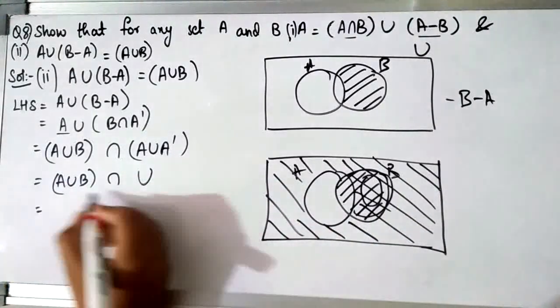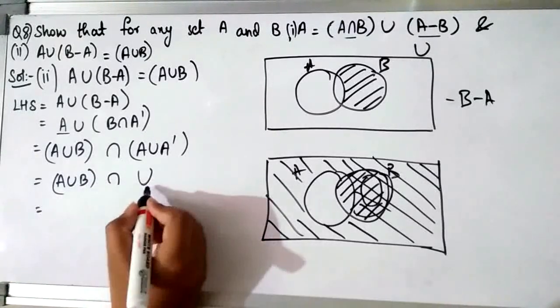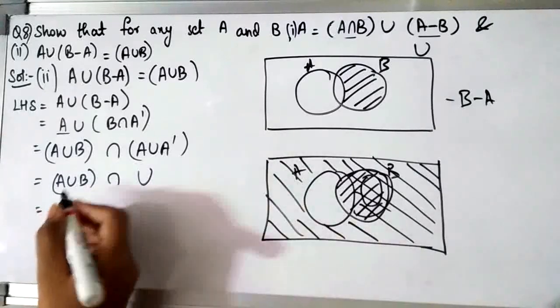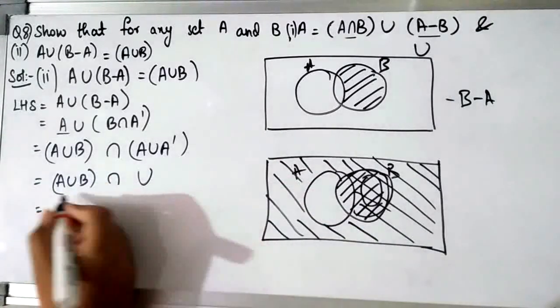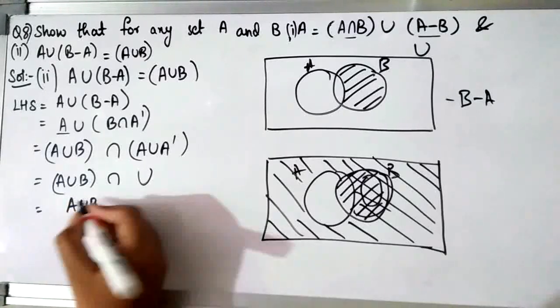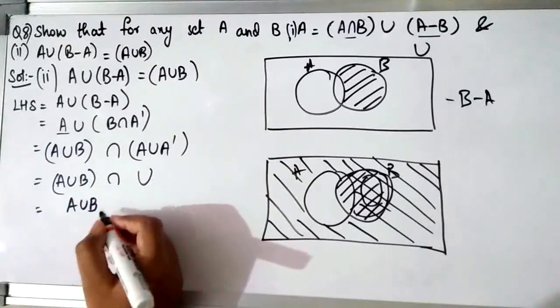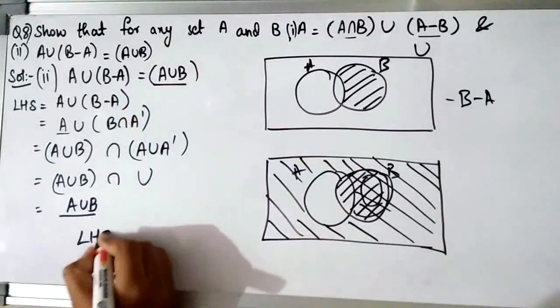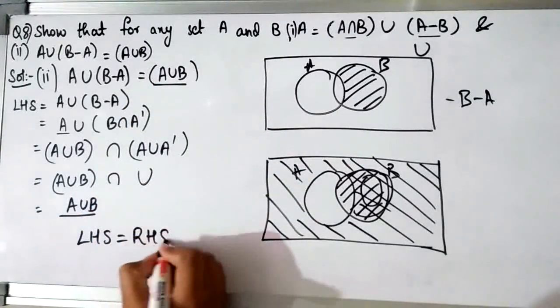Now you need to do the intersection of a set given to you and universal set. And when a set is given to you and you have to do its intersection with your universal set, then the answer will be nothing but that set itself. That is A union B will be your final answer. Now if you check, your LHS and your RHS are equal. LHS is equal to RHS.